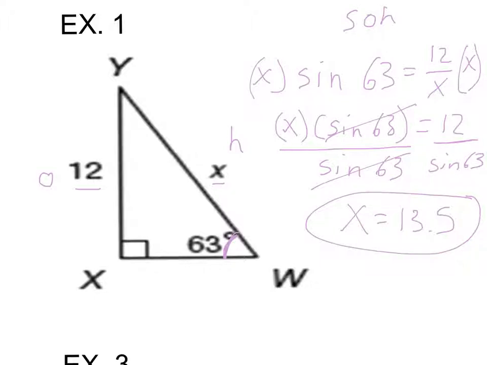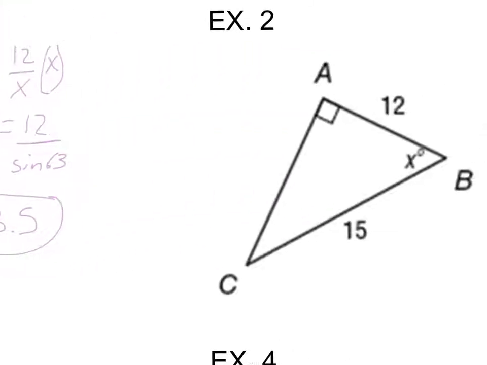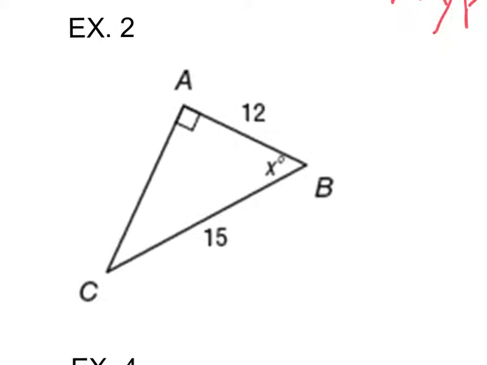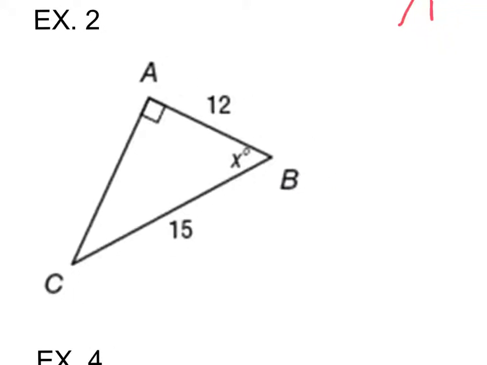All right, so now let's look at another example. Example 2, I have a missing angle here. So if I have a missing angle, we're going to have to find that angle. That's the x, that's the variable I'm missing. Now, what are my knowns? I have 15, which is my hypotenuse. It's opposite my 90-degree angle. And then I've got 12, which is adjacent to the angle that I'm looking for. So that would be my adjacent side.